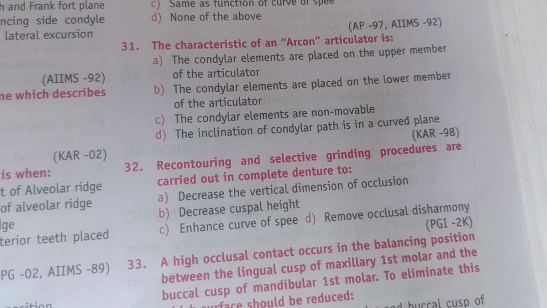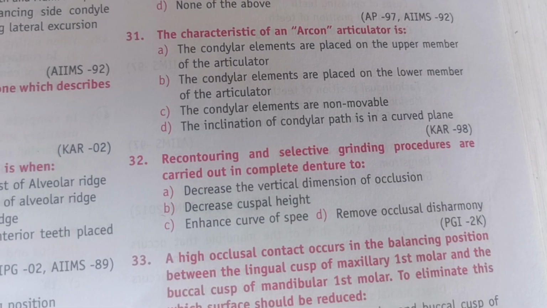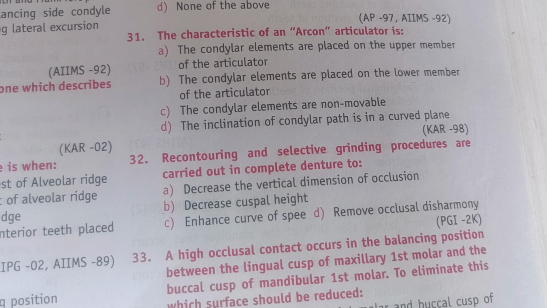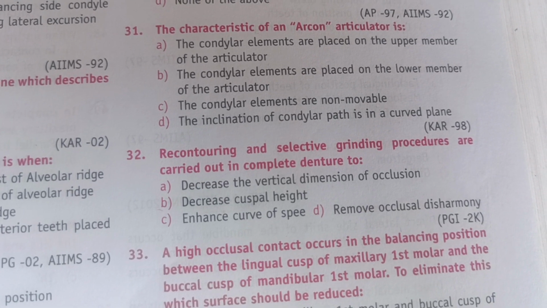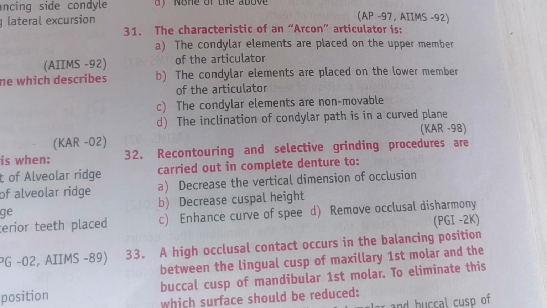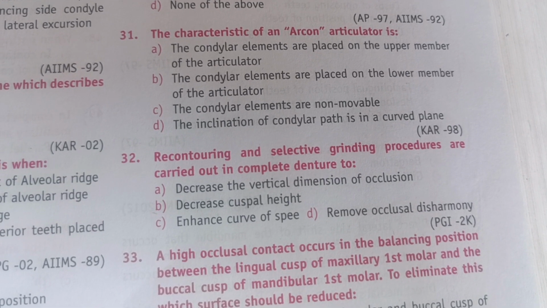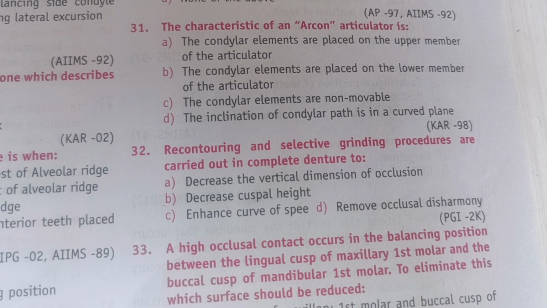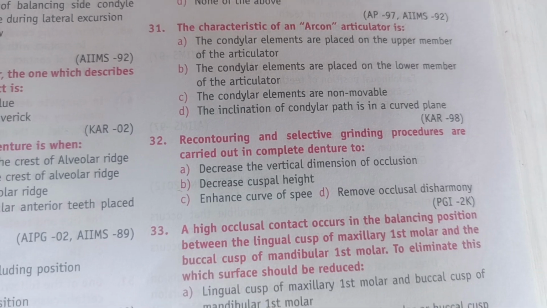Next question, recontouring and selective grinding procedures are carried out in complete denture to decrease the vertical dimension of occlusion, decrease cuspal height, enhance curve of Spee, remove occlusal disharmony. The correct answer is option D, remove occlusal disharmony.